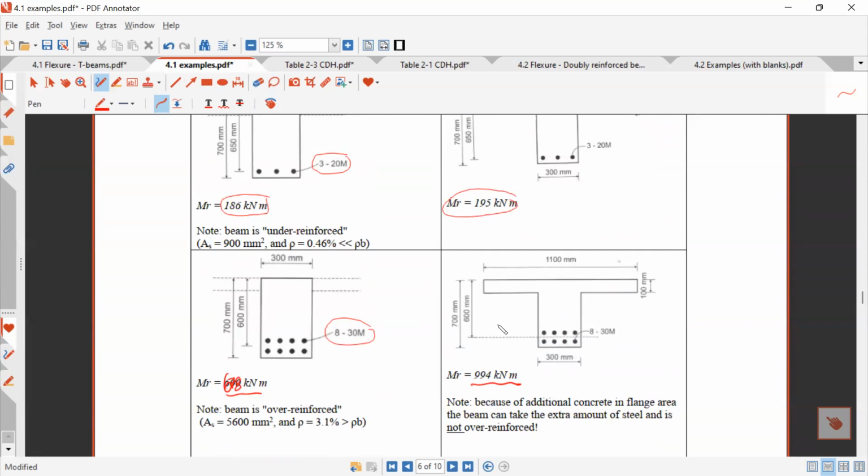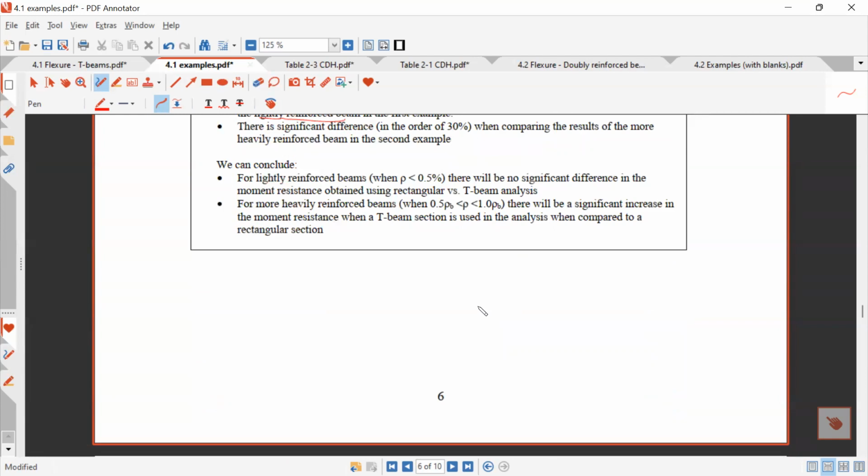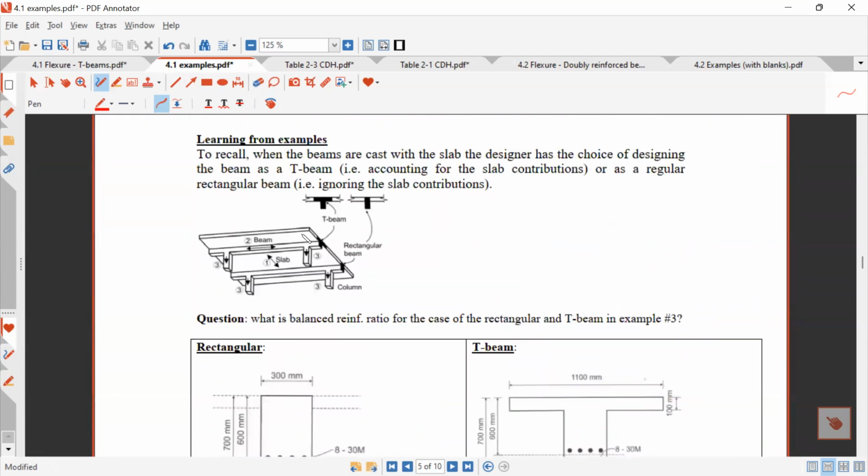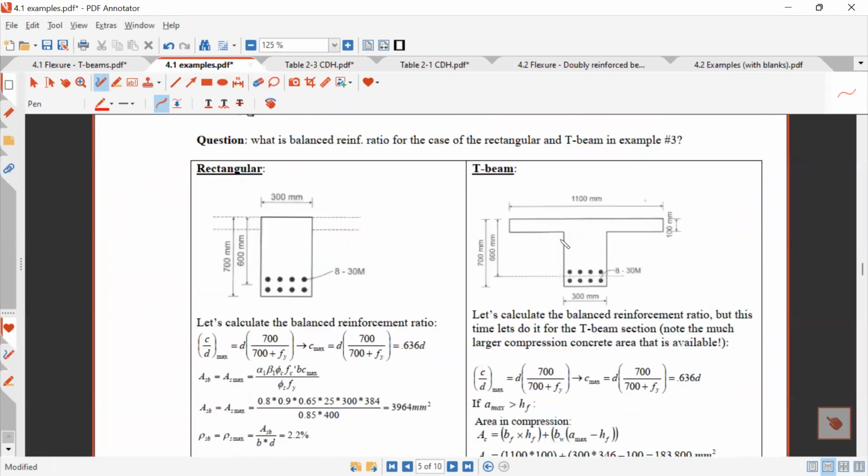Okay, so this is more like a practical design point, because we said these beams are going to be, most of the time, part of these floors. So you want to choose: do I ignore these flanges or do I consider them? That's a practical point for you. For this course, I will give you this shape, so if it's a T-beam shape, you need to analyze it as a T-beam.